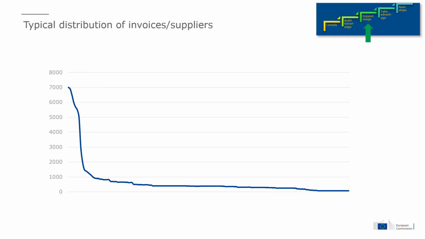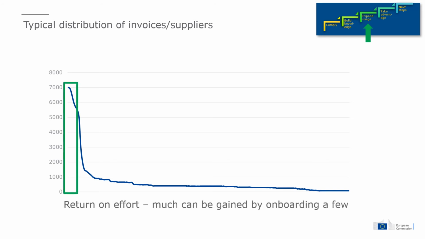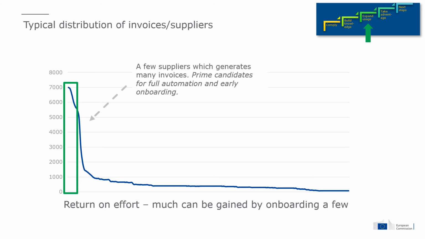So here we have an example of a typical distribution of invoices per supplier, and on the left side of the diagram you have a few suppliers with a lot of invoices every year, and then you have a long tail of suppliers with a few invoices. And of course the ones with a high volume will give return on effort very quickly. If you can onboard them, you will have gained a lot of invoices electronically. But it's also important to consider the long tail at the same time.